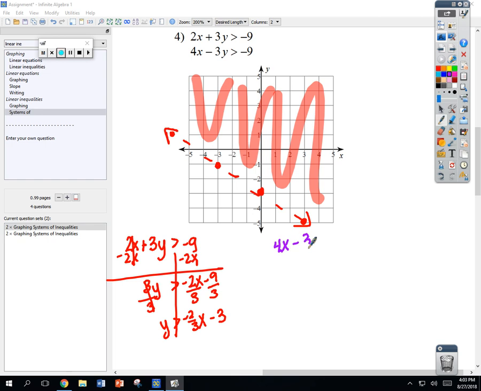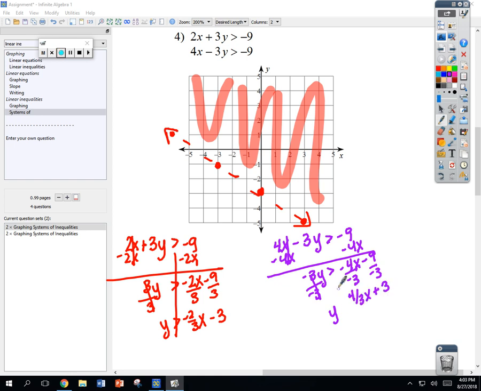4x minus 3y is greater than negative 9. So I need to take away 4x, take away 4x. Negative 3y is greater than negative 4x minus 9. Divide everything by negative 3. Y, and then positive 4 over 3x plus 3. Now, I'm dividing by a negative, but if you remember, that means I have to flip this sign. So it's actually going the other way now.